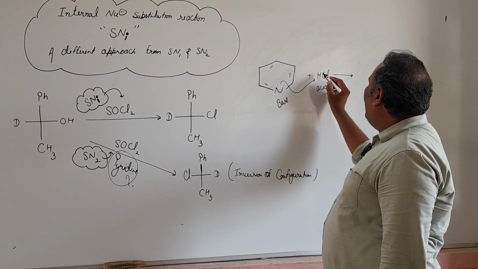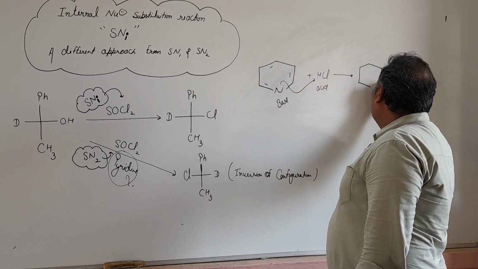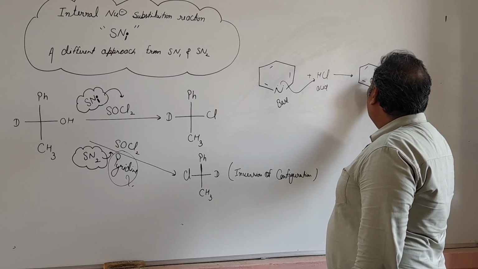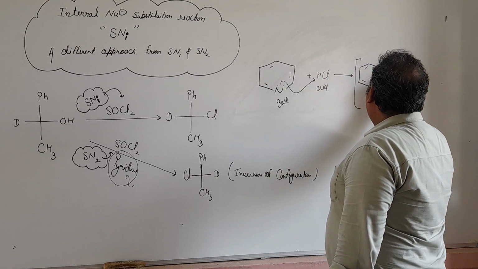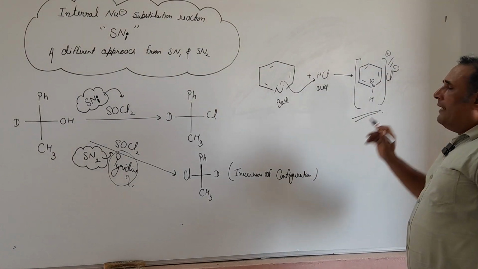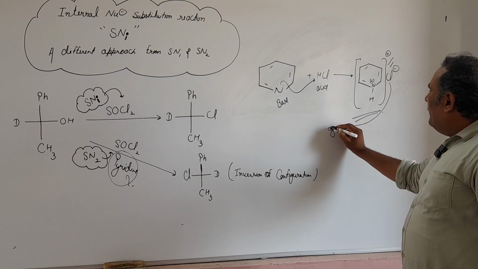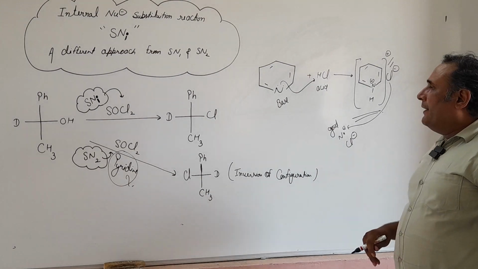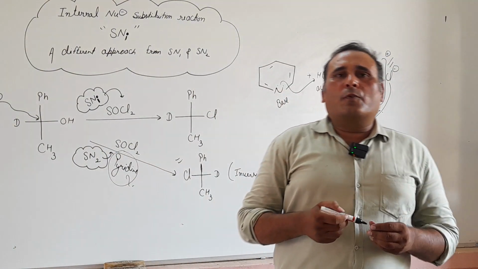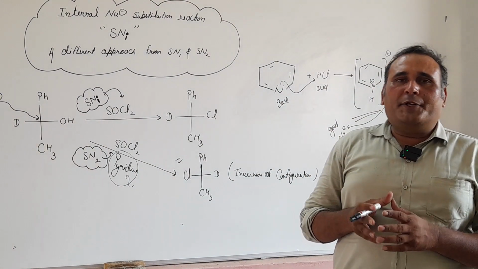It will donate its electrons to the H positive ion and form a complex. Because it is donating its electrons, here is a positive charge, and Cl negative. That complex is formed in the presence of pyridine. So from this complex it generates a good nucleophile, Cl negative. Now this Cl negative, what does it do? It attacks from the backside. Because it is a good nucleophile, it will attack from the backward side. That's why inversion of configuration occurs in the presence of SOCl2 and pyridine.